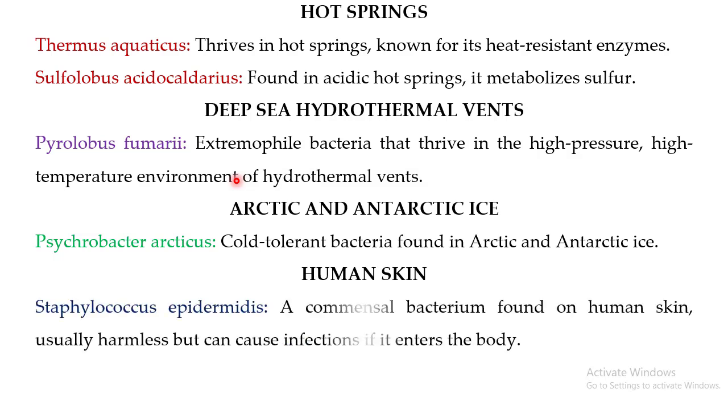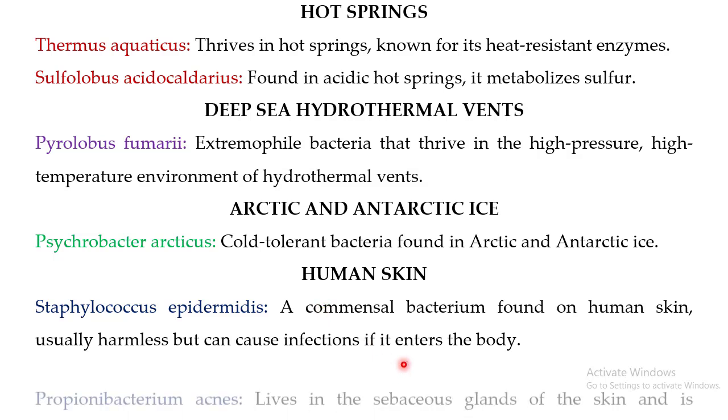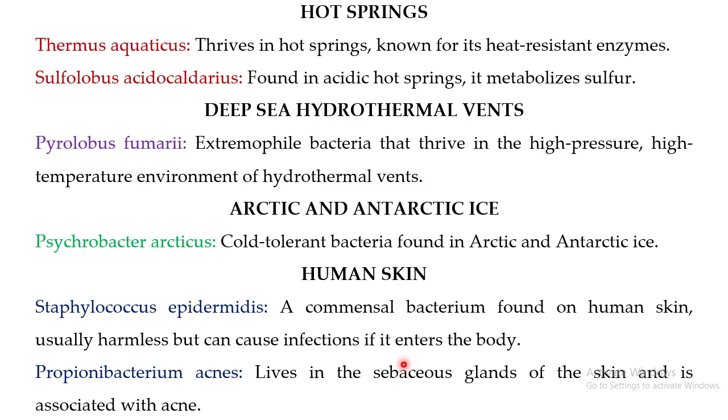They can be found on human skin. For example, Staphylococcus epidermidis, which is a commensal bacterium found on the human skin, usually harmless but can cause infection if it enters the body. Propionibacterium acnes lives in the sebaceous glands of the skin and is associated with acne.